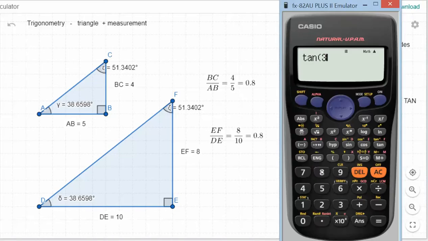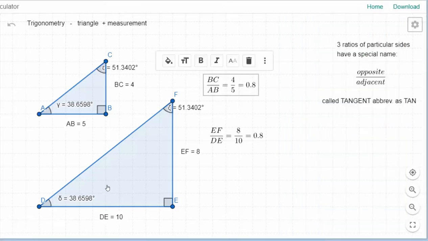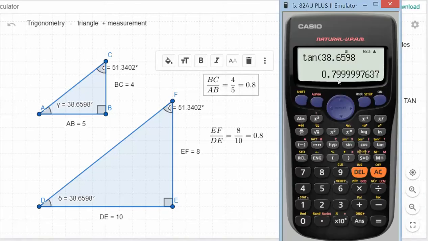So let's type that in, and what you'll see is your calculator has all these ratios built in for each angle. And you'll see we get very close. There's a bit of rounding here. You get 0.799999. So that's 0.8. Close enough.